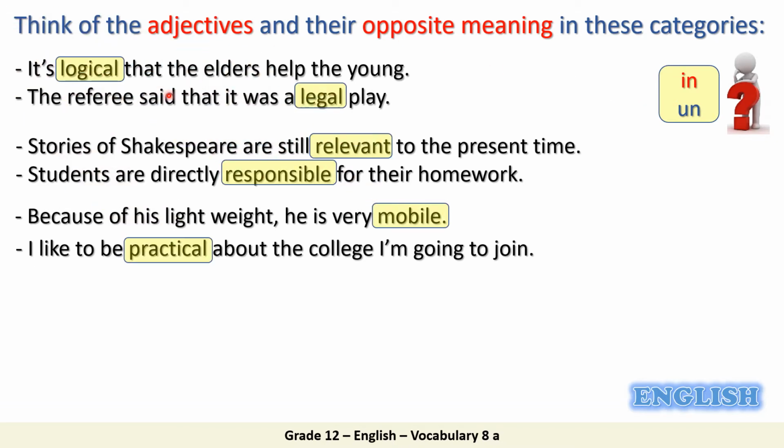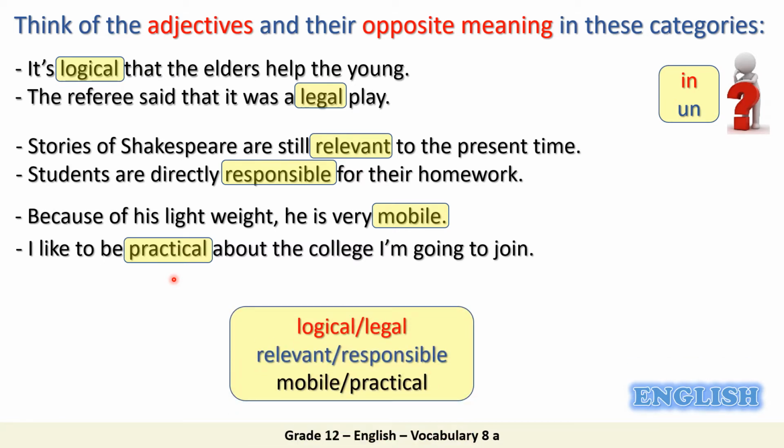It's logical that the elders help the young. The referee said that it was a legal play. Stories of Shakespeare are still relevant to the present time. Students are directly responsible for their homework. Because of his lightweight, he is very mobile. I like to be practical about the college I'm going to join.